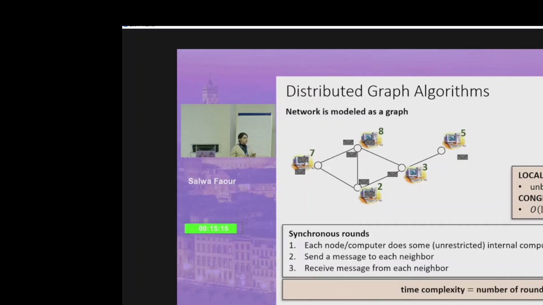At the end of the distributed algorithm, I would like every node to know its own part of the output. So if we're working with an independent set problem, I want every node to know whether it's in the independent set or not.